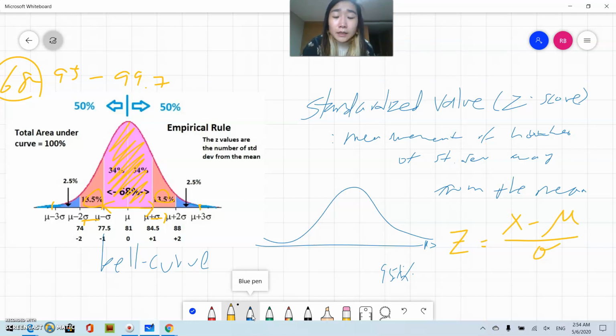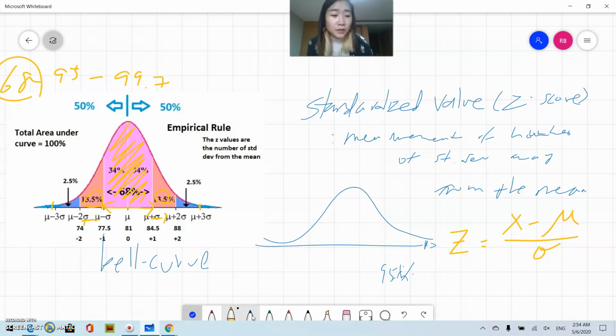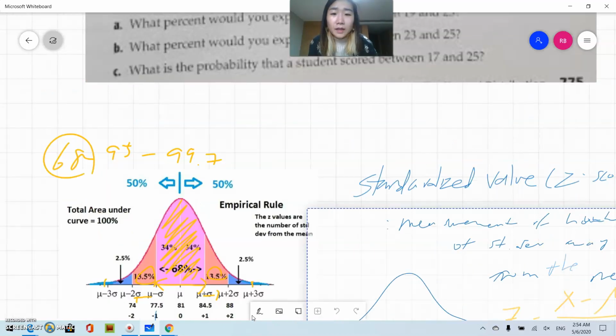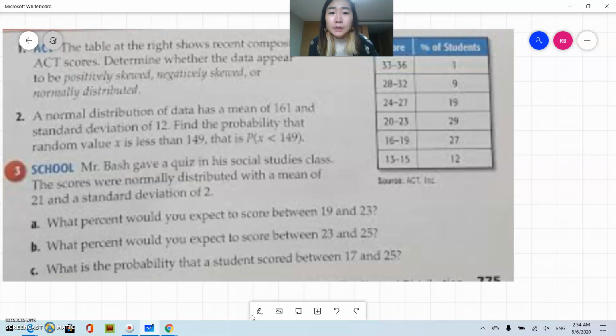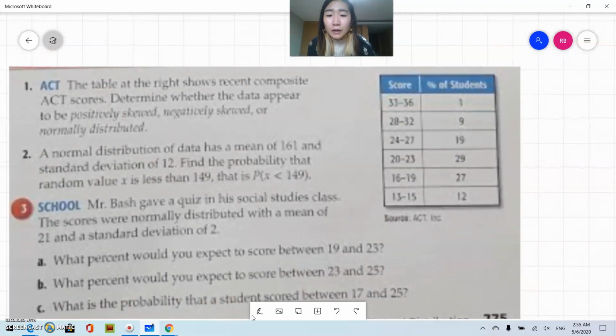So let's say my z-score was 4. That means that I'm 4 standard deviations away from the mean. So I'm more exceptional than 3 standard deviations away, right? All right, so let's look at some of the problems, what kind of problems you could see using this kind of concepts.